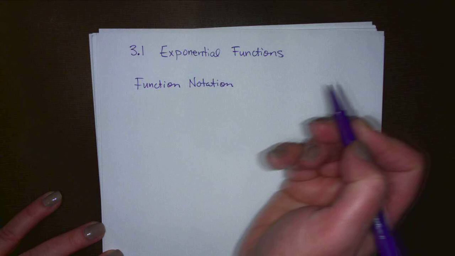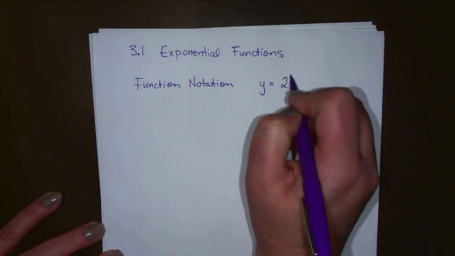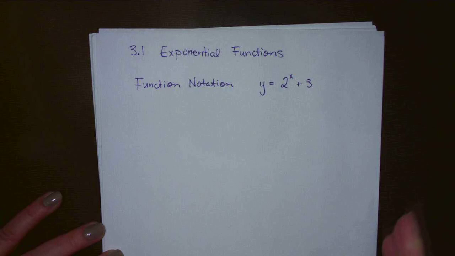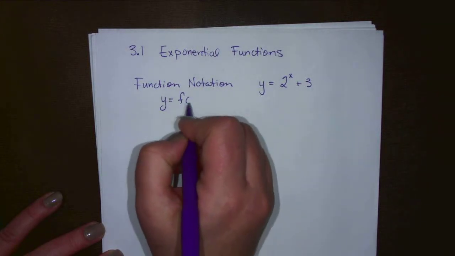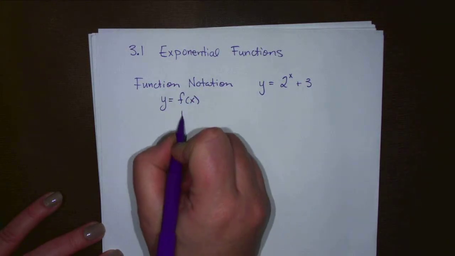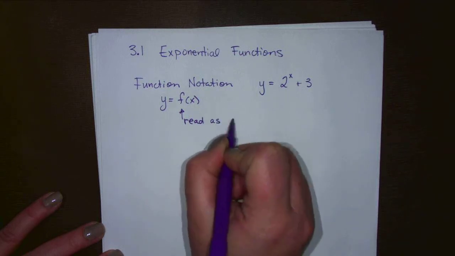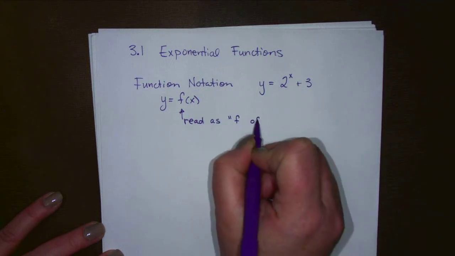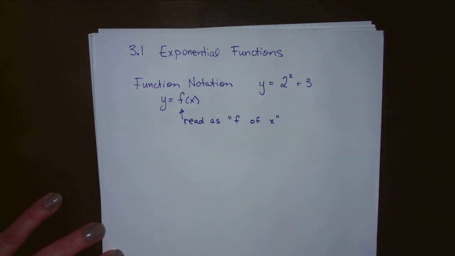So function notation, I've been writing equations like this, for example, y equals. Now function notation is just another way to write y, which is to say that y is the same as saying f of x. So you read this as f of x. So f of x, which is y. It's just another way to write y.